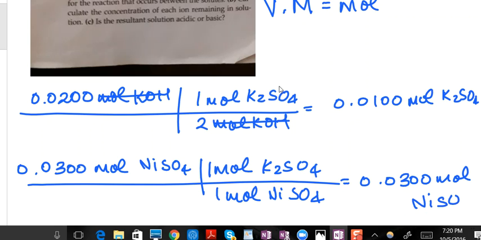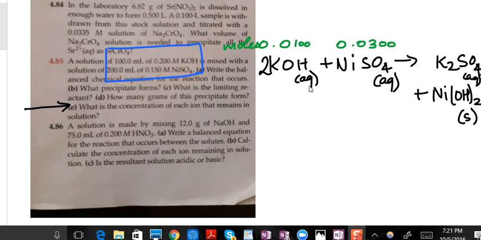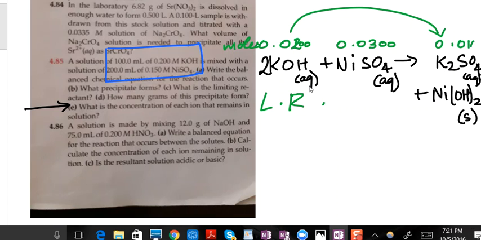So obviously it's pretty clear right now that the substance that gives you the lower number of moles of potassium sulfate is KOH right here. So KOH becomes the limiting reagent right away, and that is a big deal. This means that the amount of K2SO4 being created is going to be determined by KOH, not nickel sulfate, because it's a limiting reagent. I'm going to write that in bold right here. And sorry, this was 0.02 and this was 0.0100 moles.